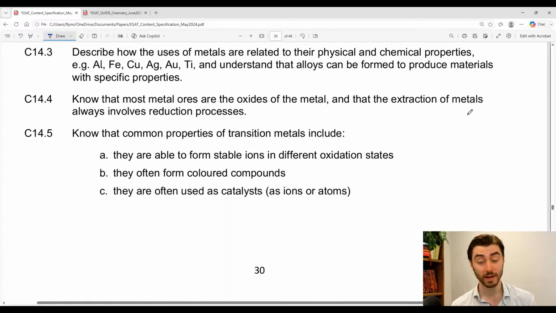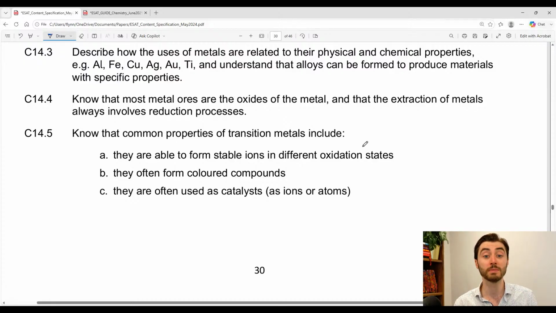Oh, the extraction of metals is important. So if carbon is more reactive than the metal, then carbon can be used to displace the metal from its ore. So this is the case of burning iron ore with carbon in order to produce iron. If you are more reactive than carbon, you cannot use carbon to reduce it. You instead need to use electrolysis, as is the case with getting aluminium out of aluminium ore, or aluminum, as I like to say.